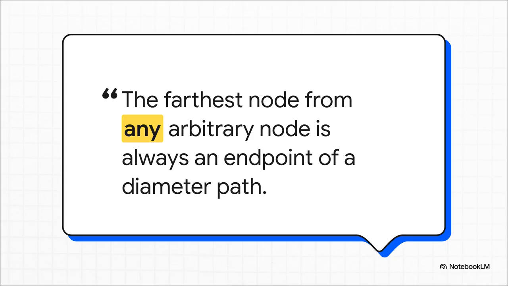So here's the secret sauce, the big idea. It turns out that no matter which random node you start from, the node that's farthest away from it has to be one of the two endpoints of an actual diameter. So that first DFS you do, it's like a homing missile that locks onto one end of the longest path. And once you're there, the second DFS is just a simple walk along that exact path to find the other end. It's beautiful, right? So simple, but so incredibly powerful.